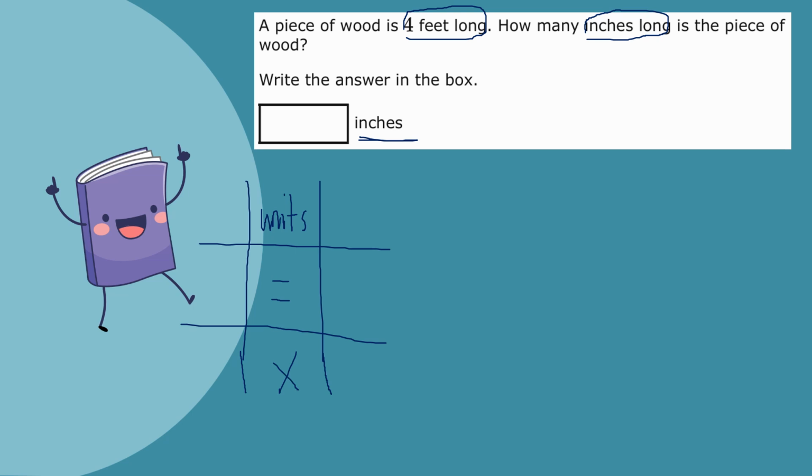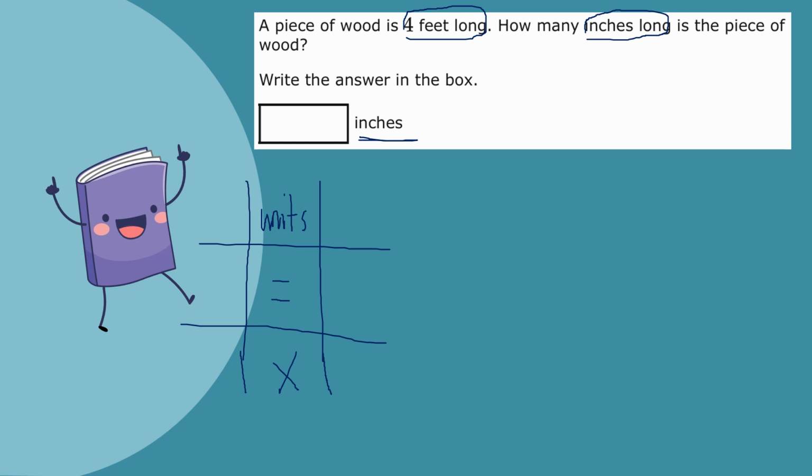Fourth grade, because of the standard, you're only going to be multiplying in fourth grade to do these measurement conversions. But in fifth grade, you'll multiply or you'll divide. And the way you know is if you're going from a big unit to a small unit, you're multiplying. If you're going from a small unit to a big unit, you're dividing.